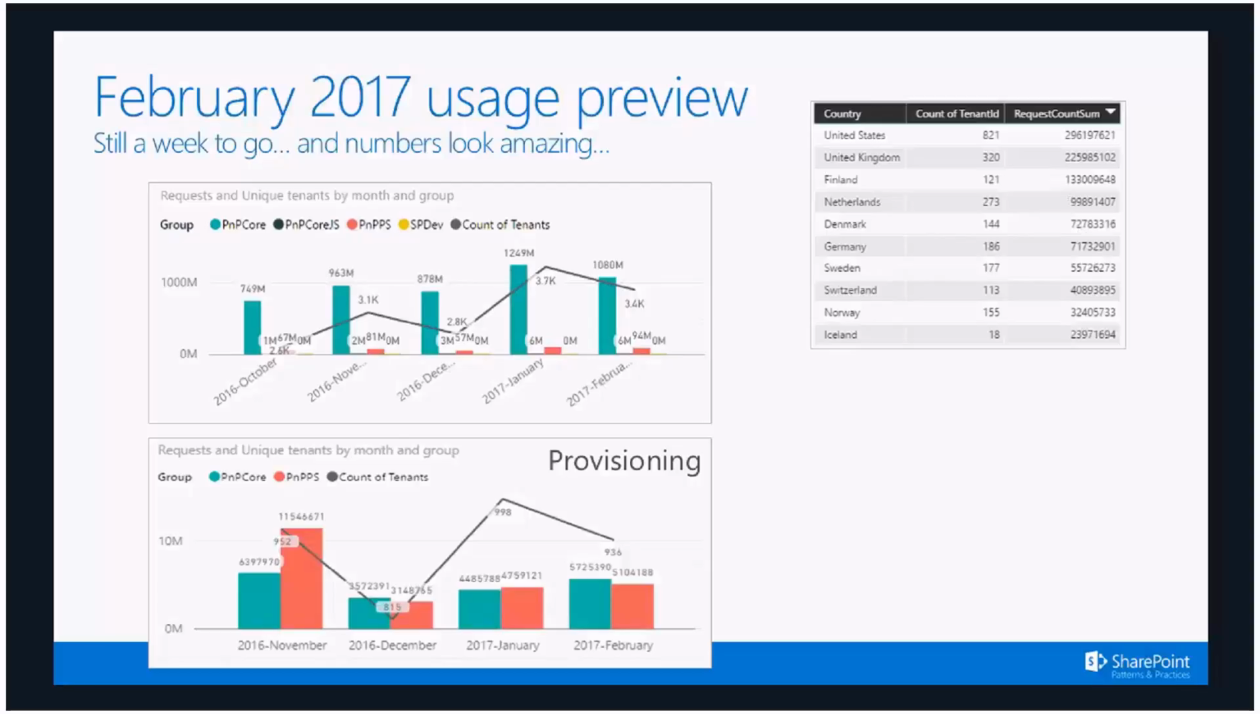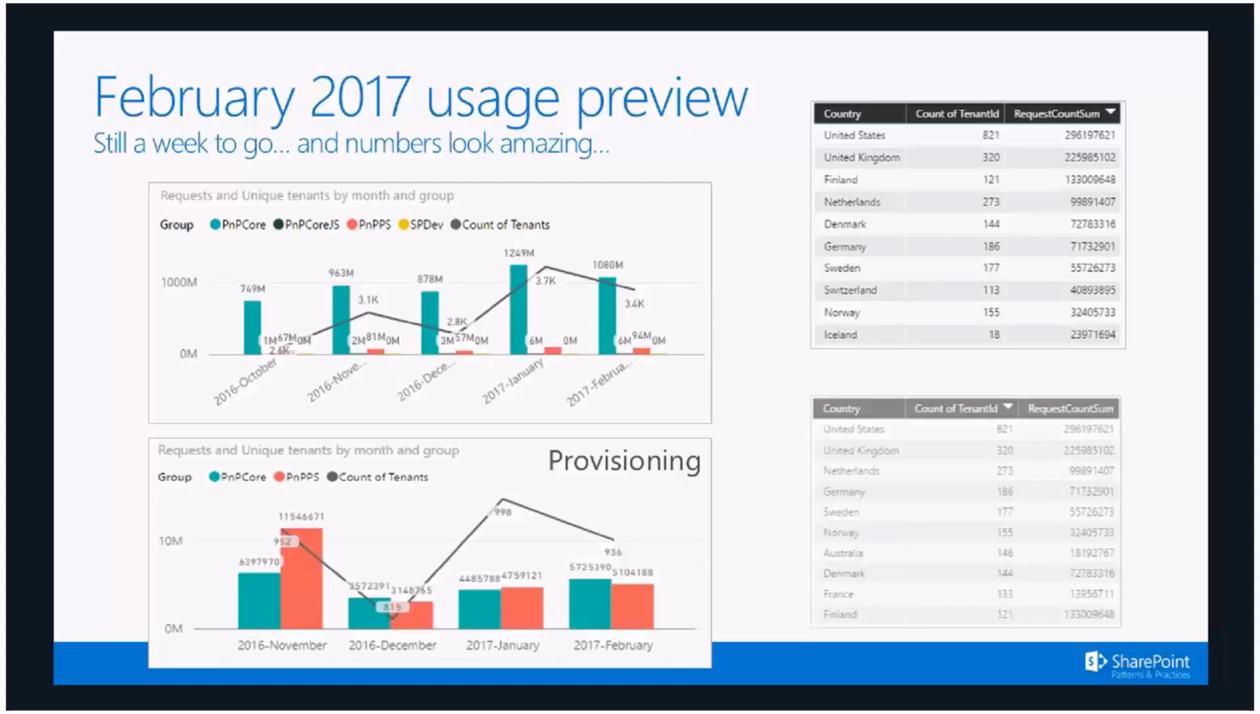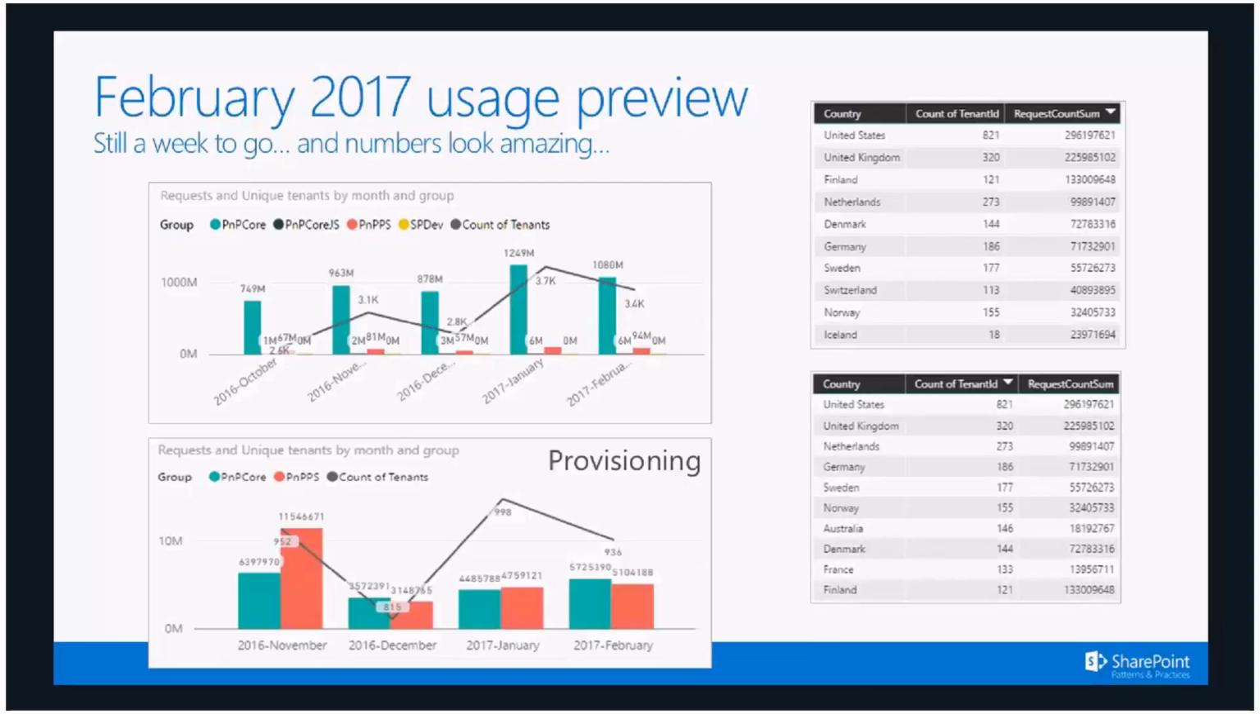Netherlands, Denmark, Germany, Sweden, Switzerland, Norway, and Iceland is first time ever in the top 10 from an HTTP request perspective. It's interesting that Iceland is there, with only 18 tenants in SharePoint Online using PnP in SharePoint Online.